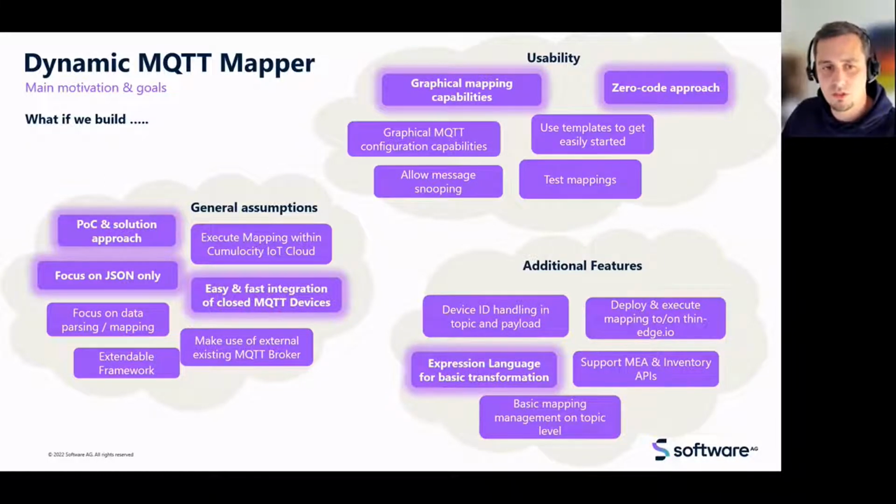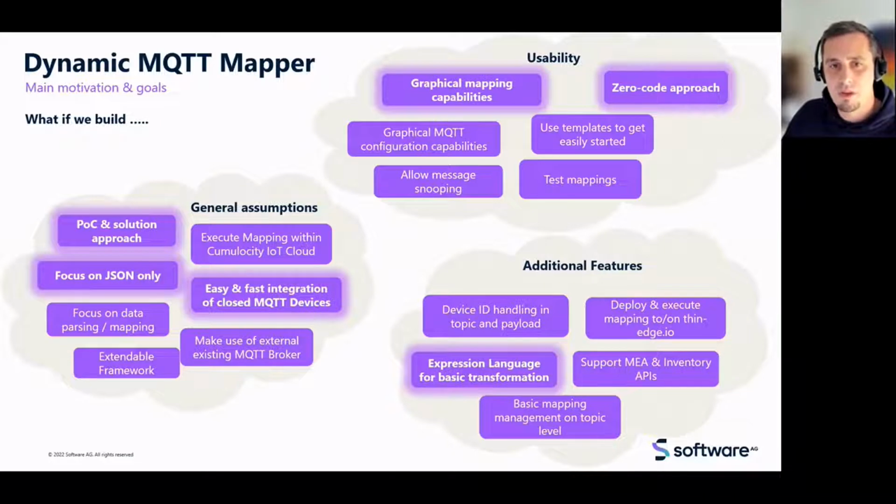So these are the general assumptions. The other ones I don't want to go into in detail because of lack of time. But from the usability perspective, we said, okay, the handler approach is a good one, but it can be much more extended. What if we have something like the Cloud Fieldbus or Node-RED graphical mapping capabilities? I think it can be done.